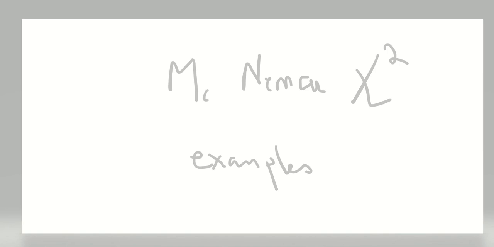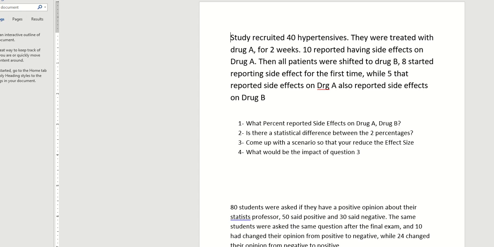Welcome to this video where we will look at the McNemar chi-square with a few examples. So I have this document and it's on Blackboard. You can download it and you can work it out yourself. So what does it say?